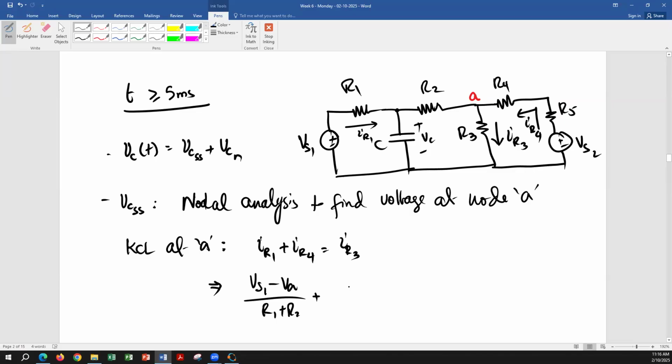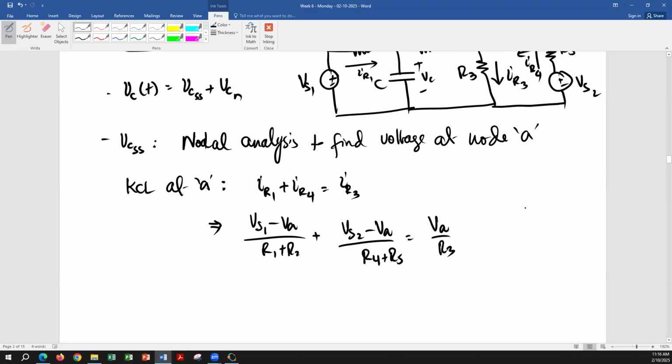No. Look at the direction of IR4. Very good. IR3. Very good. Remember, look at the direction. I know you must have done all the currents are always going away from the node. No, if the current is going towards the node, then you write the equation according to that direction. Don't assume that it is going away if it is shown that it is going towards.